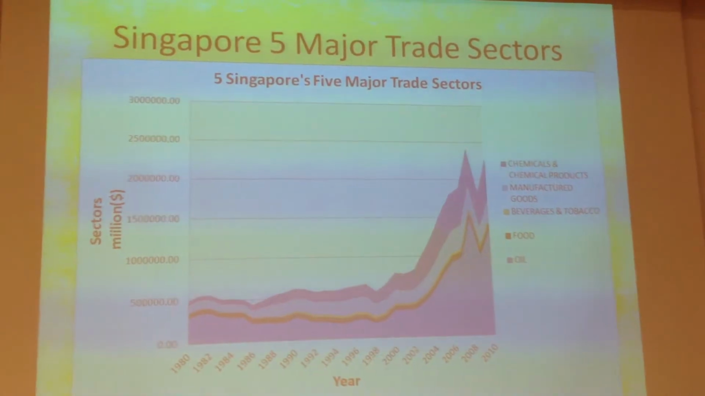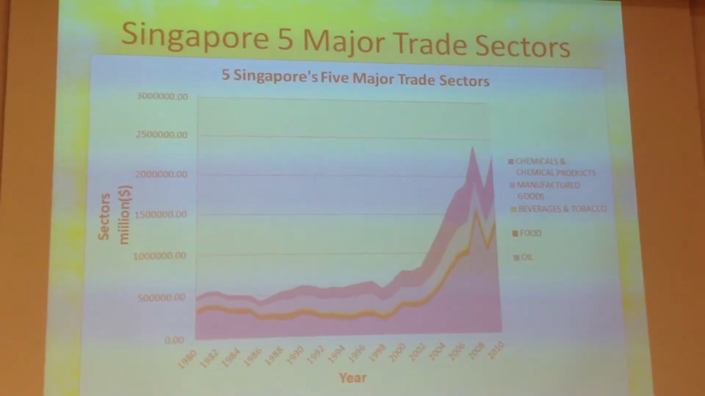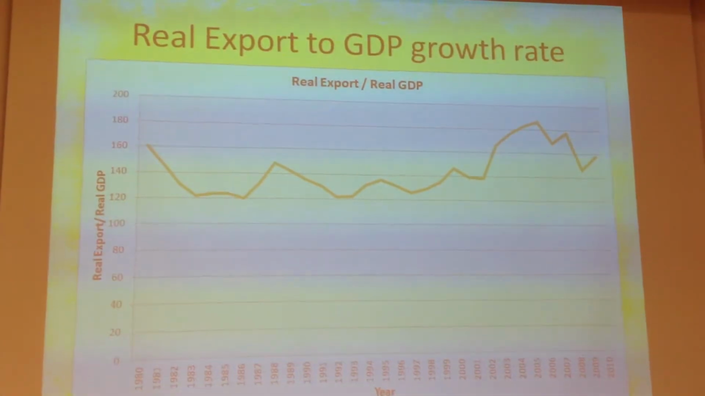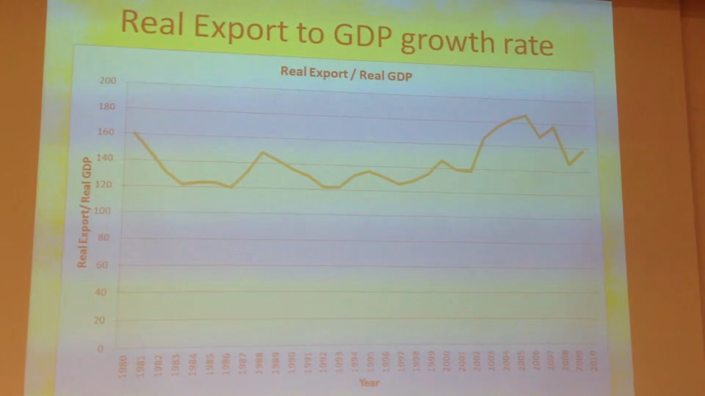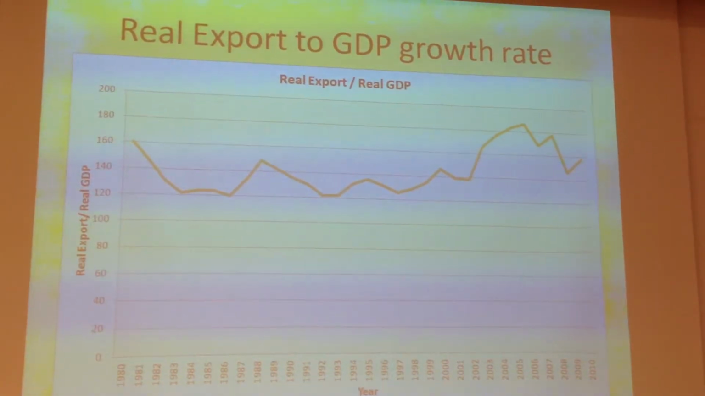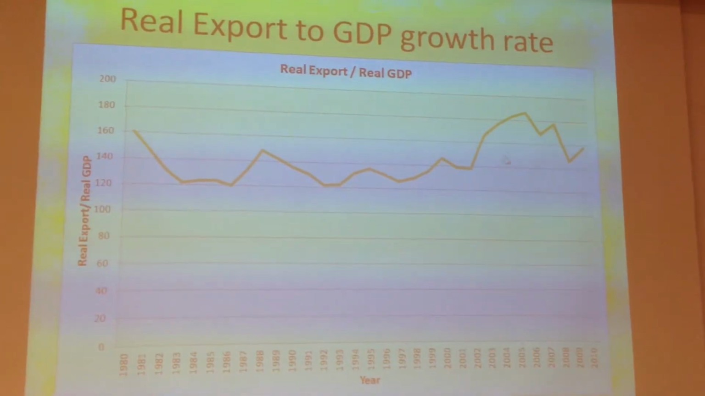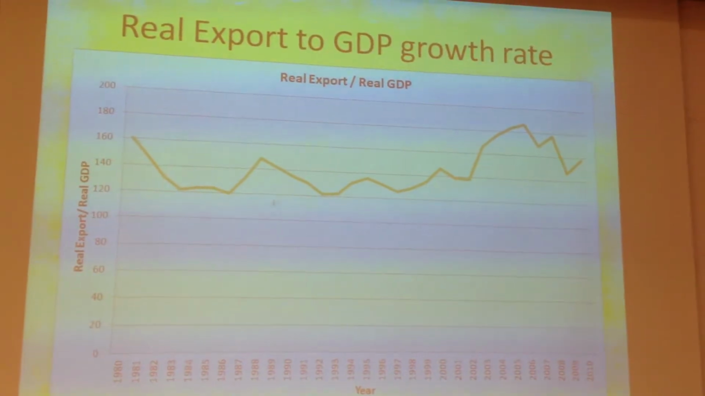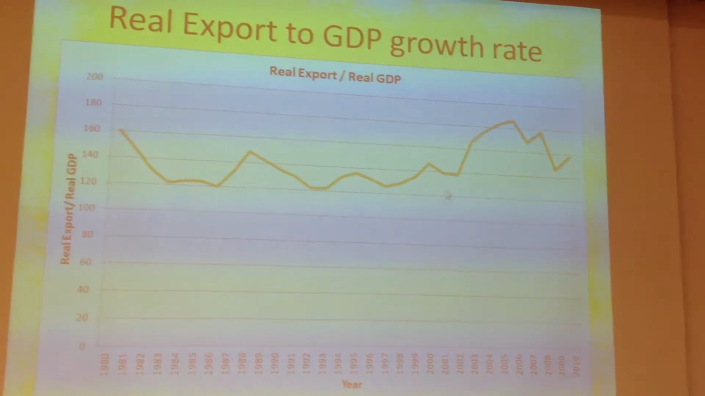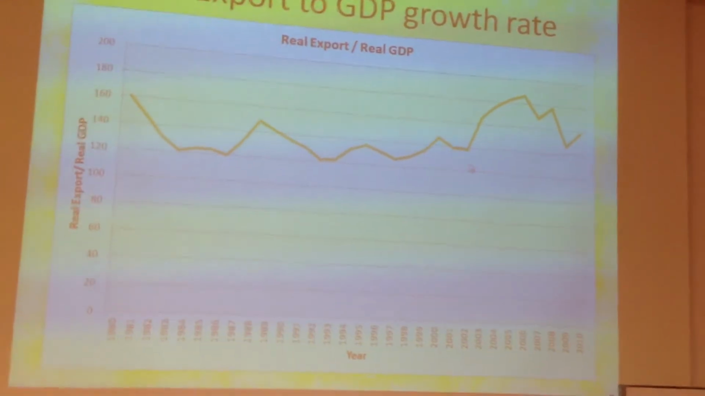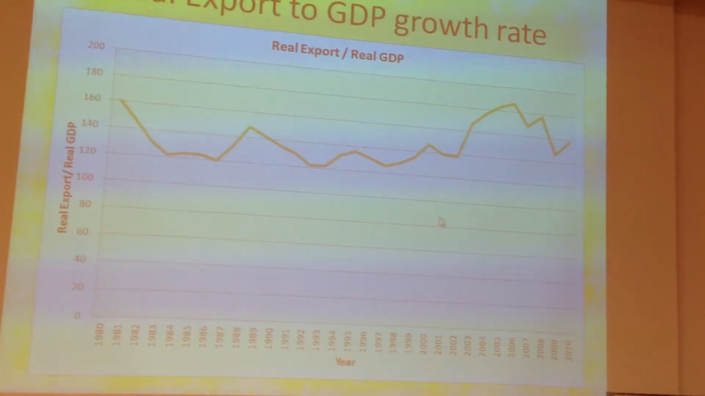Then the next one, real export to real GDP ratio. So this is the real export to real GDP ratio in index. As you can see, the y-axis is index, either above 100 or below 100. In the case of Singapore, you can talk about the general trend. Is export to real GDP increasing, decreasing or constant? Then maybe give a few reasons why you think the trend is like that.